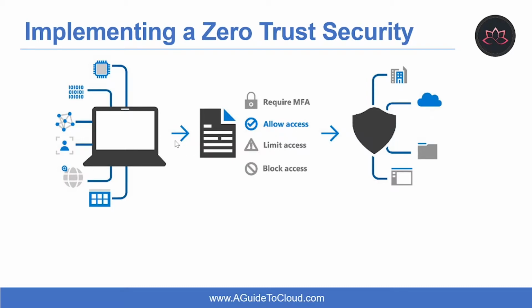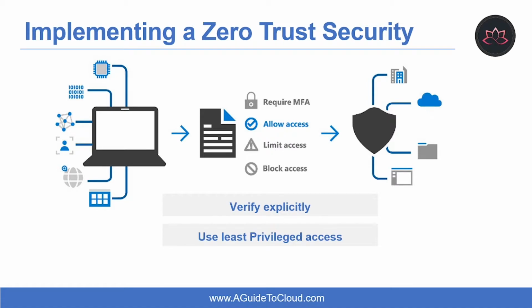So what are the guiding principles of the zero trust model? Let's look at them. The first principle is called verify explicitly. Always authenticate and authorize based on all available data points, including user identity, location, device health, service or workload, data classification, and anomalies. The second principle is use least privileged access.